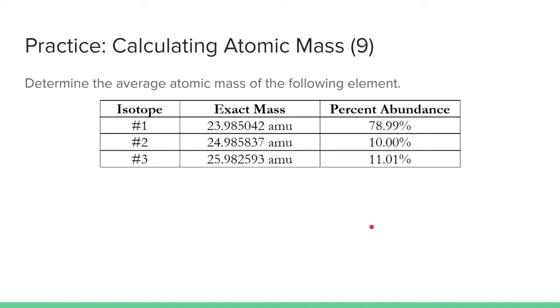Here's a practice problem. What I'd like you to do is I'd like you to pause the video. Instead of 2 isotopes, we have 3. Here are the percent abundances of those isotopes. Go ahead and see if you can work out this problem yourself. We'll check the answer and see if you can identify what element we're working with.